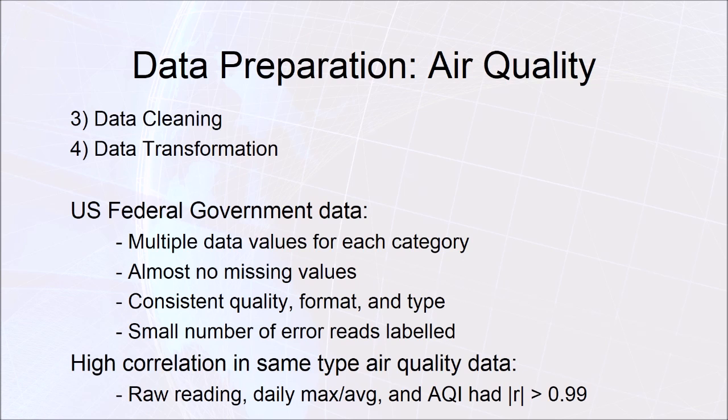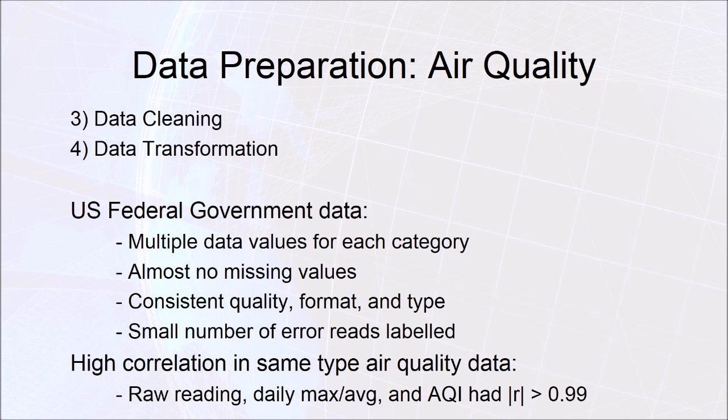Cleaning and transformation of the air quality data was a fairly straightforward process. The U.S. federal government has strict requirements for the recording, reporting, and storage of air quality data. Because of this, there were multiple data values for each category, allowing us to evaluate which ones are best to use. Location data included GPS, state, city, county, zip code, and physical address. The pollutant recordings themselves included daily maximum values, averages over an 8 and 24-hour period, as well as a calculated air quality index for each pollutant over the entire time period from 2005 to 2009.